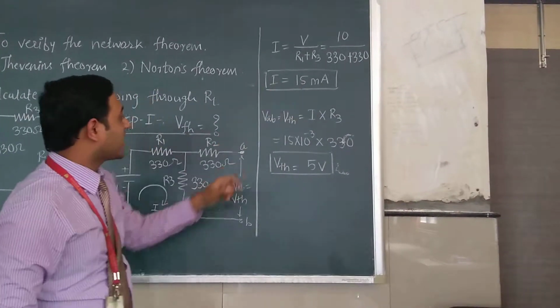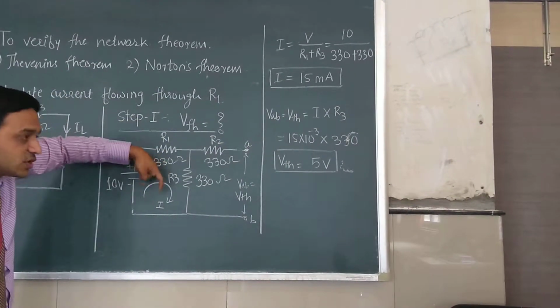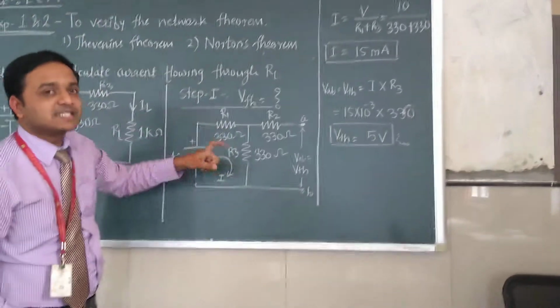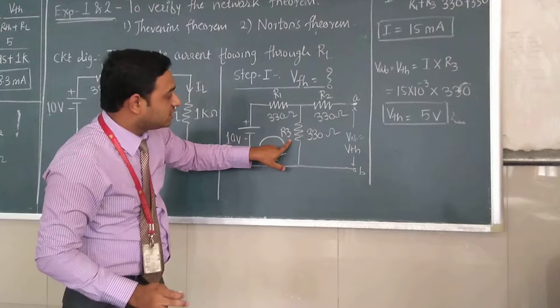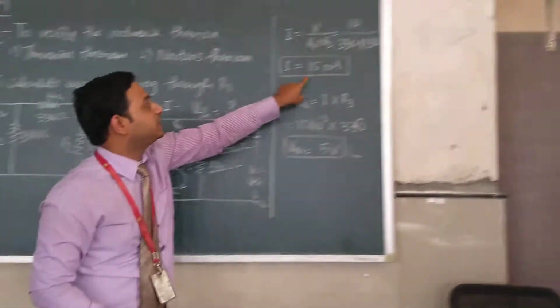This I is the current flowing through this loop, and in the loop, meaning in the circuit, the current always remains the same. So the current flowing through this R3 is also 15 milliampere.